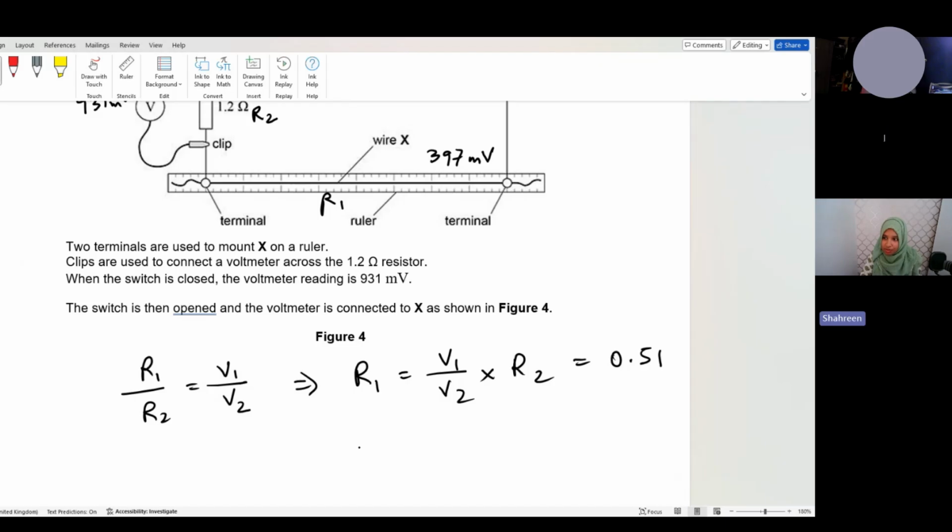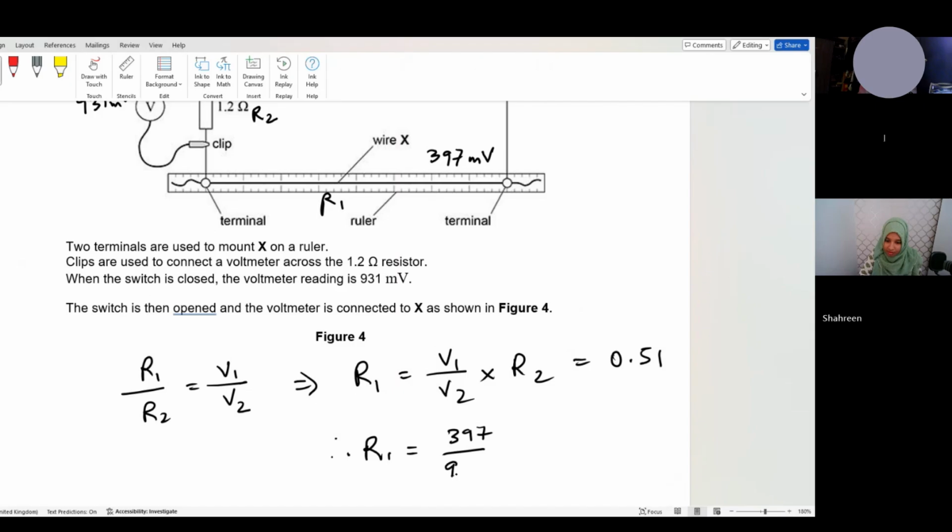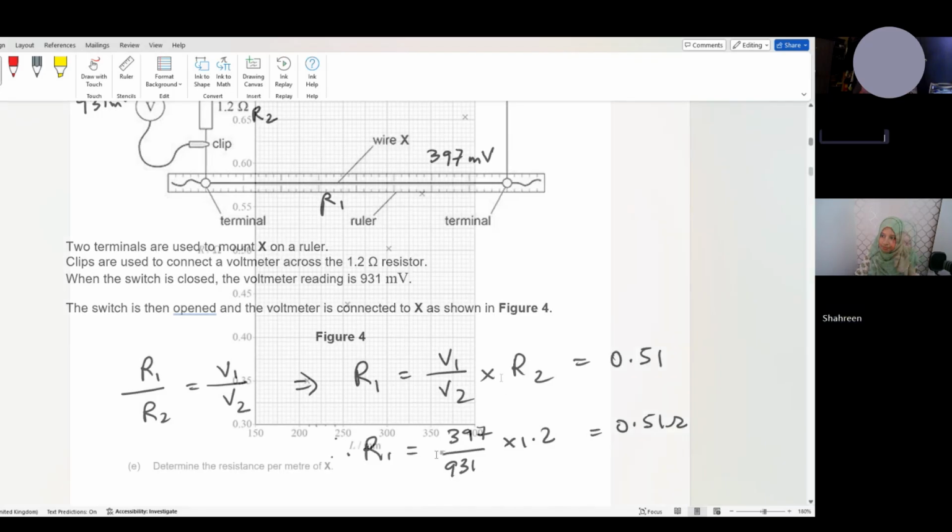Yeah, so it's a shorter one. Sometimes you might find it difficult to calculate the I. So if I just put in the values, V1 is 397 millivolts would cancel out, and that was 931. And then this one was 1.2. So this would give you 0.51 ohms as well, I think.